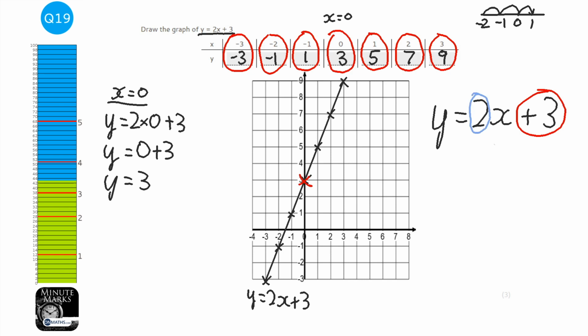This 2 is a gradient, so if I go across 1, it tells us how far up it's going to go. And I just do that a few times to get 3 coordinates. And I can draw my straight line graph from that, and I don't need to put the table. But if the question asks you to fill out the table, obviously you need to fill out the table.